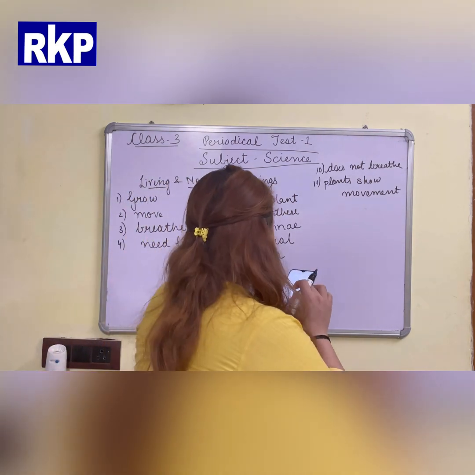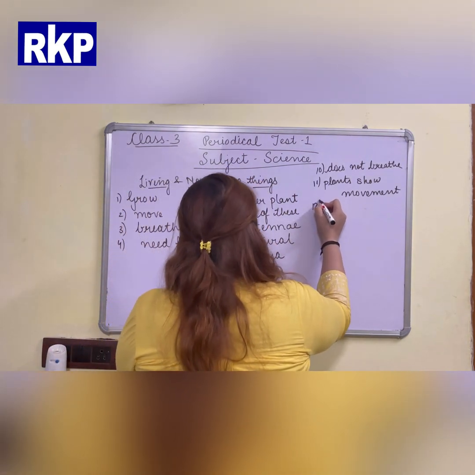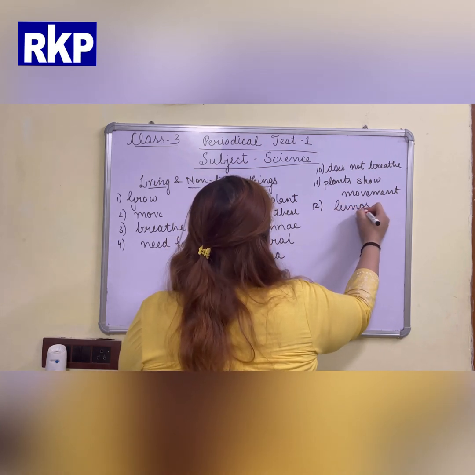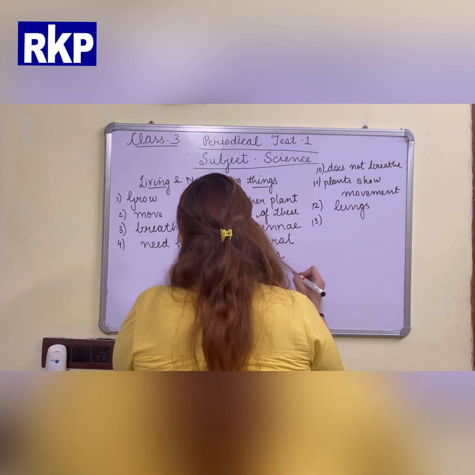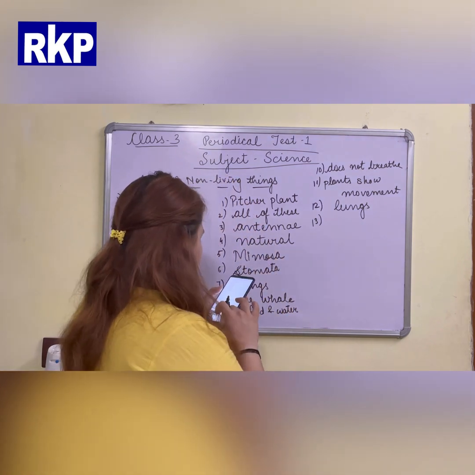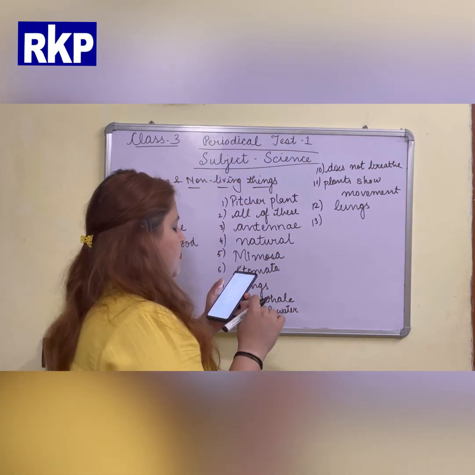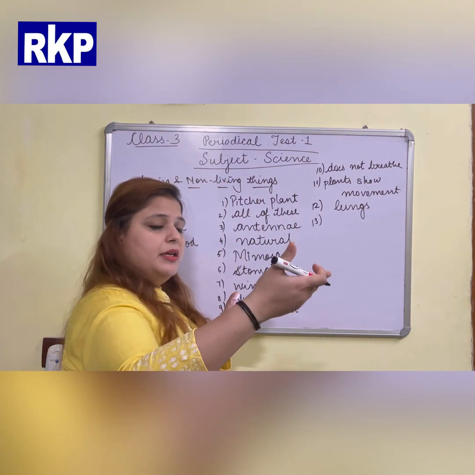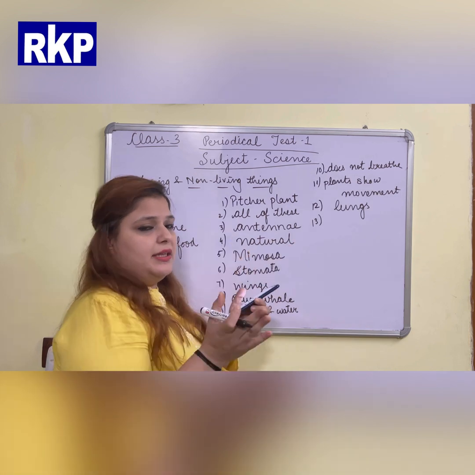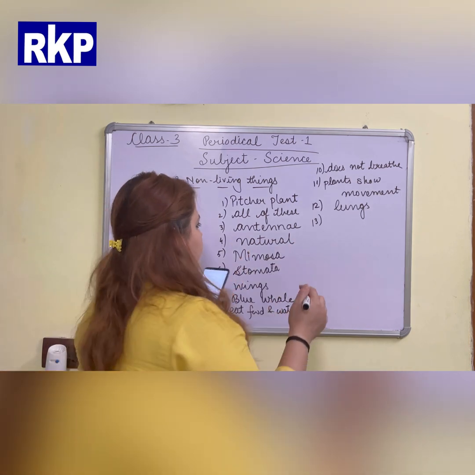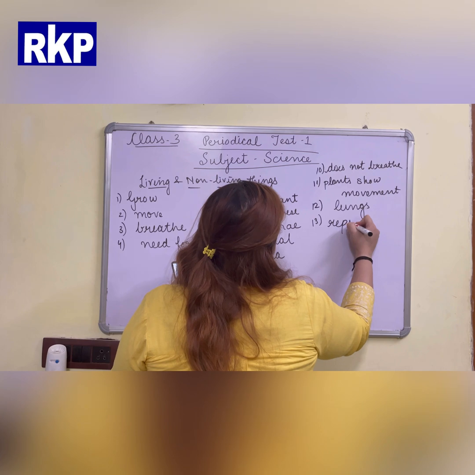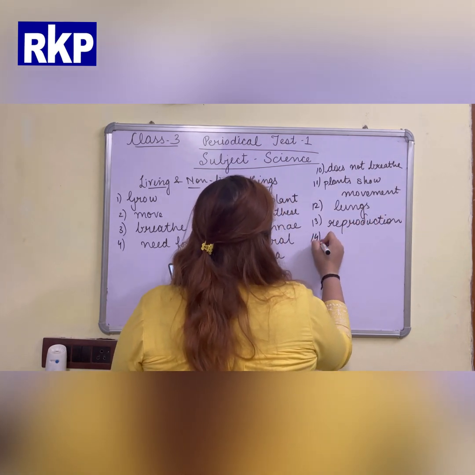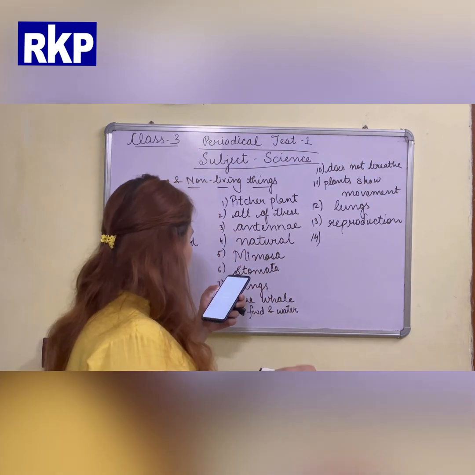Next, 12th question: deer breathe through lungs, nose, air holes or gills? The answer is lungs. Next, dash means to make other things like itself. Name the process by which living things make one more like themselves: grow, live, reproduction or living things? The answer is reproduction, means to make one more individual of its own kind.